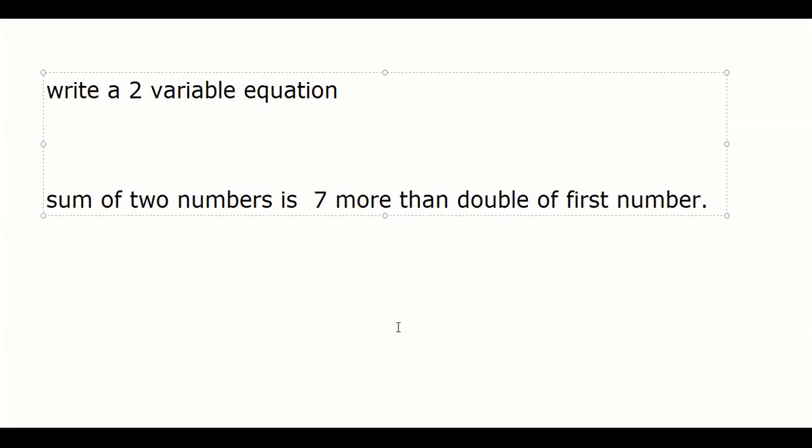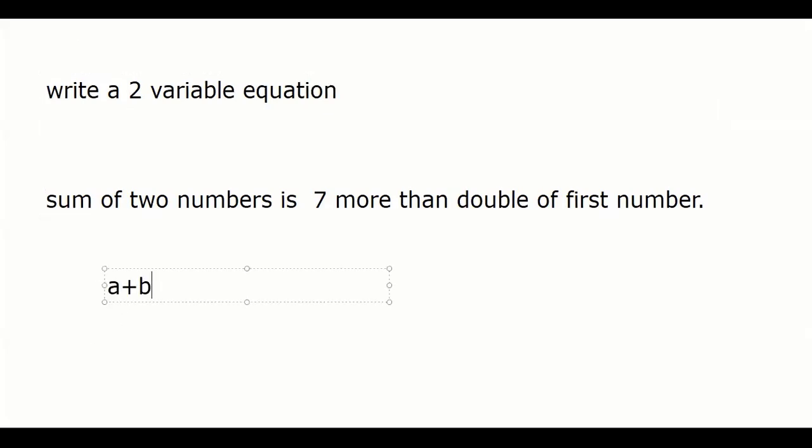Sum of two numbers is 7 more than double of first number. So suppose the two numbers are A and B. So A plus B is the sum. Is 7 more means equal to 7 more, then double of first number. Suppose first number is A. Then that's it: A plus B equal to 7 plus 2A, or x plus y equal to 7 plus 2x. You are right. Very good. So easy, right? Too easy.